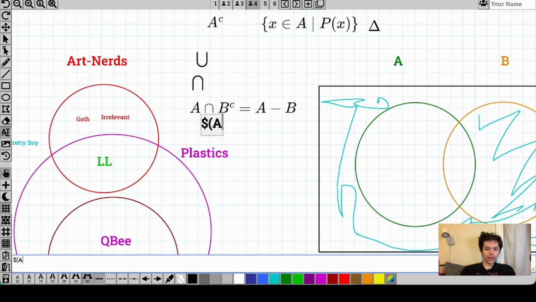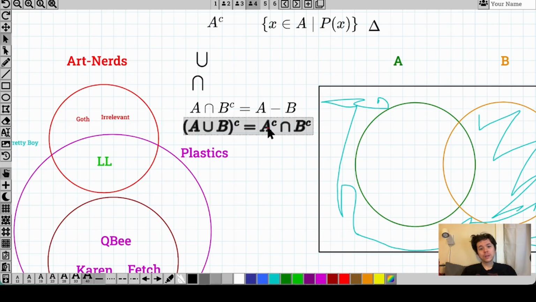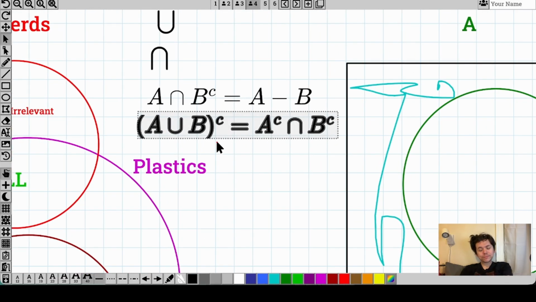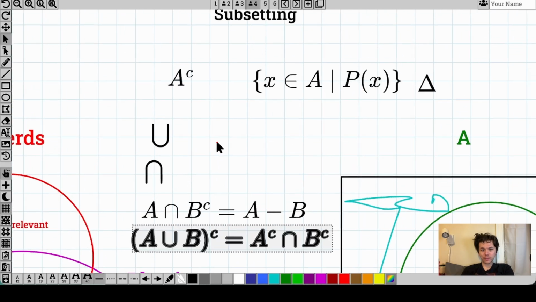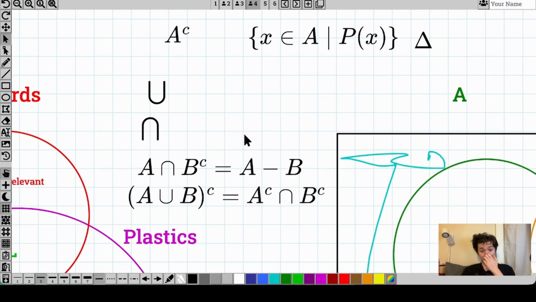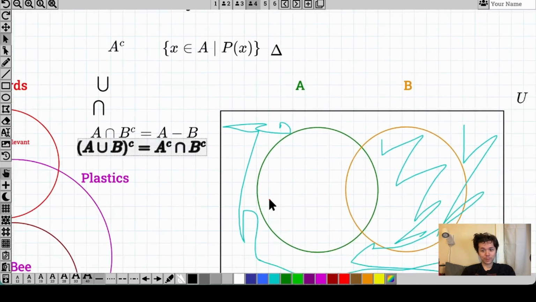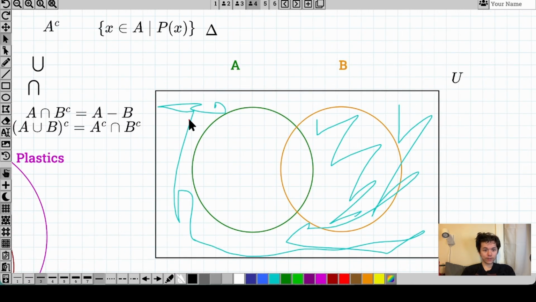If you do A union B complement, what do you get? You get exactly A complement intersect B complement. And the way to prove this, well, I'll let you think about this. I don't want to spend too much time on too many of these operations. We have a lot of things to go over, especially in set building. So I'll let you try to prove this if you want to. I think it's a good problem. You can prove it pictorially, looking over here.